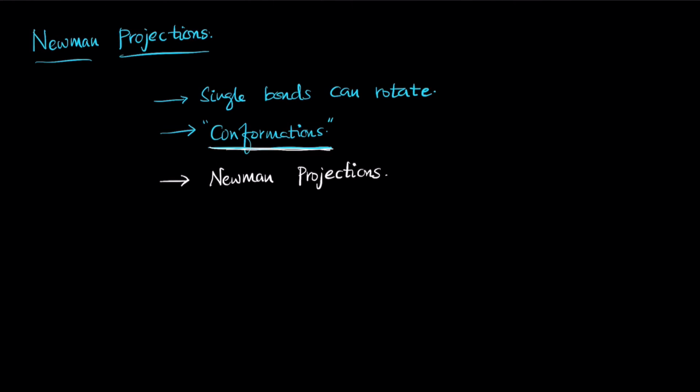So we call them Newman projections. Let's take a simple example of a wedge and dash drawing. So let's take a simple example of ethane.